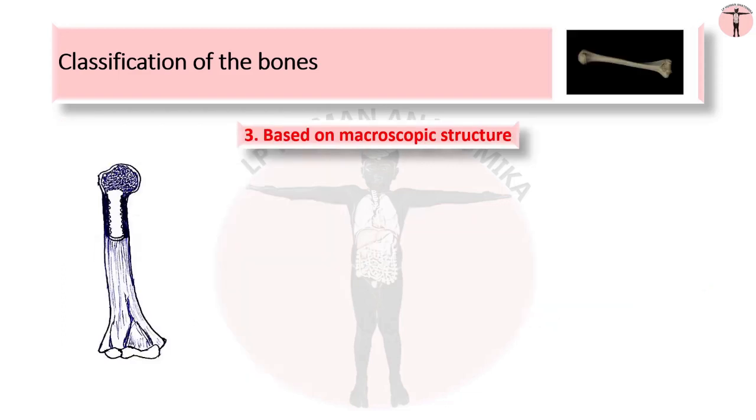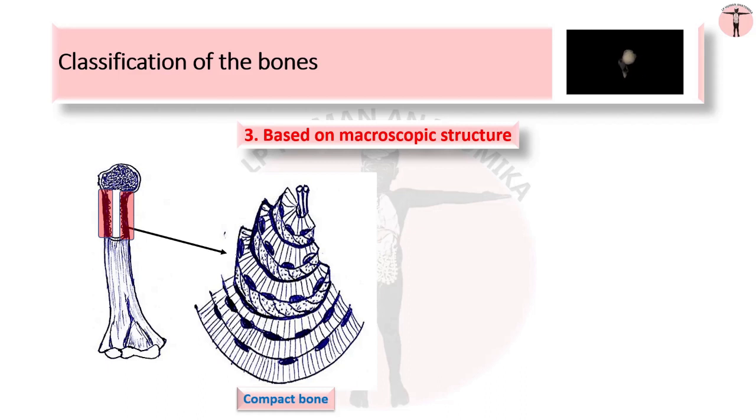Now coming to the classification of the third group based on macroscopic or gross structure. It is classified into compact and spongy bone. Compact bone is dense in texture like ivory and is extremely porous. It is best developed in the cortex of the long bones. This is an adaptation to bending and twisting forces, which is a combination of compression, tension and shearing forces.